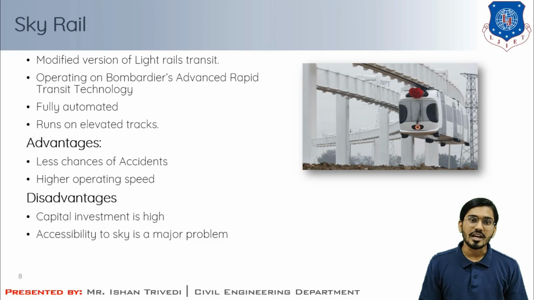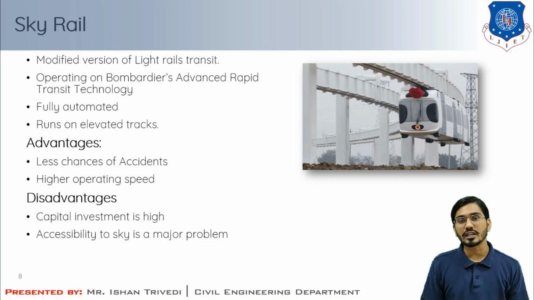As these trains are fully automated, there are lesser chances of accidents and it has higher operating speeds. These are the advantages of Skyrail, and if I'm talking about the disadvantages, then the capital investment is very high and the accessibility to the Sky Station is also a major problem in the Skyrail. So this is the basic introduction of rail-based transit systems.